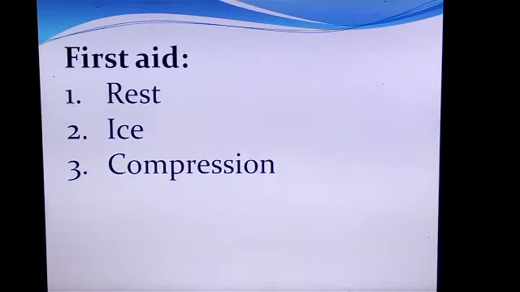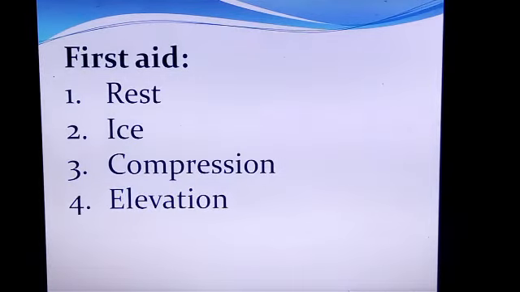Compression. An elastic bandage or wrap should be used to minimize unnecessary movements to the injured part and to provide support. Make sure that compression does not cut off circulation on the limb. And the last one is elevation. Keep the injured part elevated above the heart to help prevent and minimize swelling.